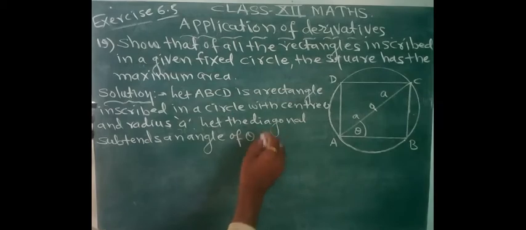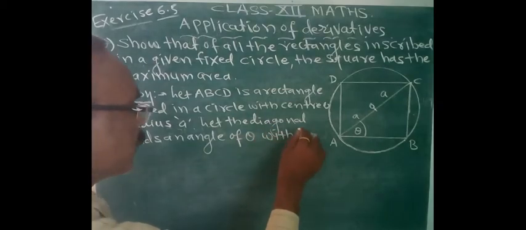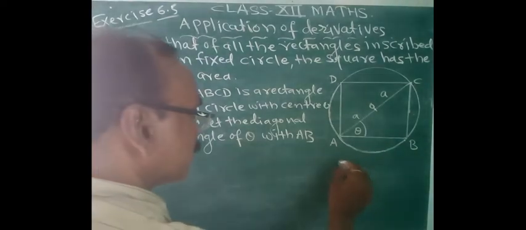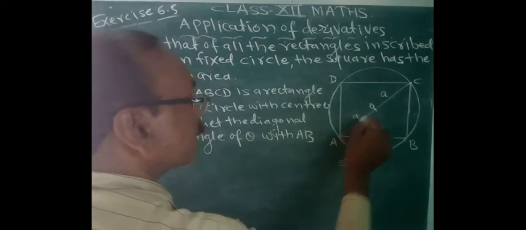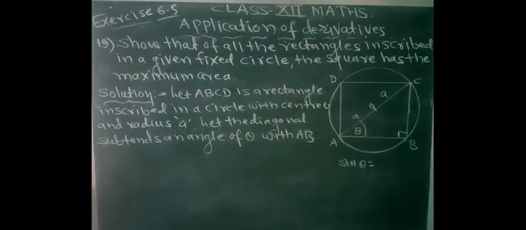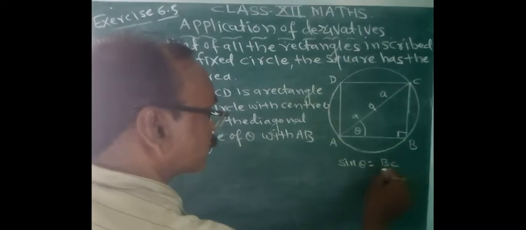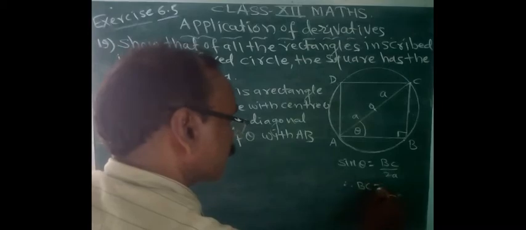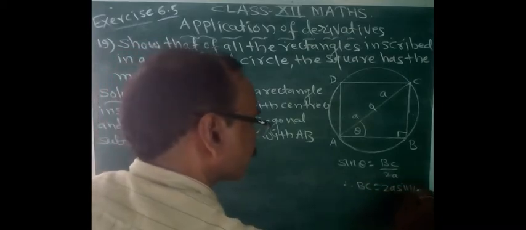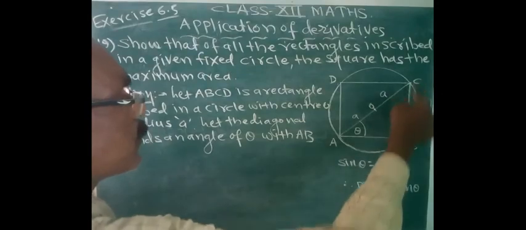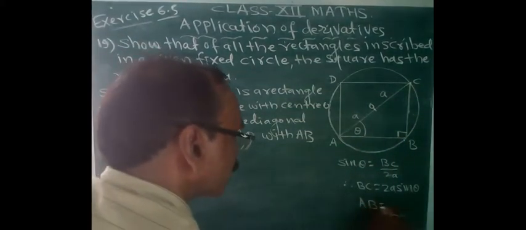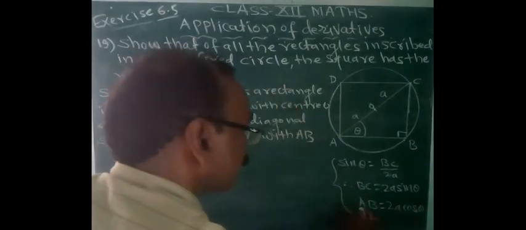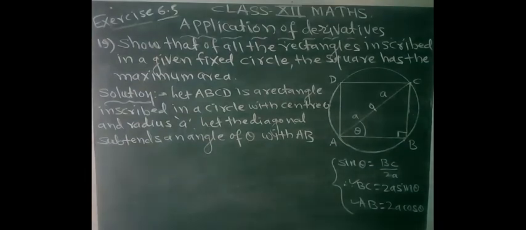of theta with AB. Okay, therefore students, here find sin theta. This is the rectangle, this will become 90 degrees. Sin theta will be BC upon 2a, therefore BC equals 2a sin theta. Similarly, this AB will be 2a cos theta. Okay, so find this AB and BC side.